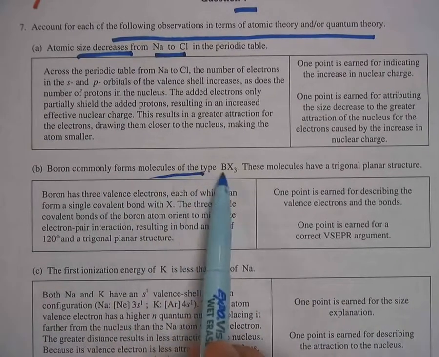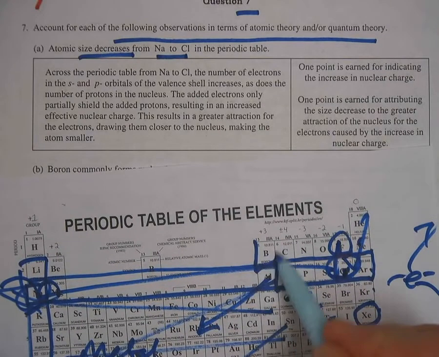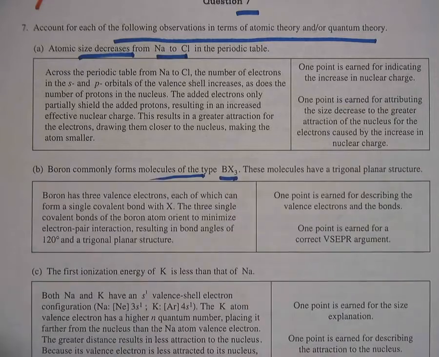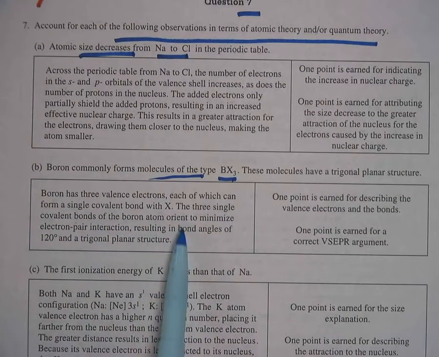Boron commonly forms molecules of this type, BX3. Why does it do that? Well, boron right here has 3 valence electrons, right? So it's good at forming 3 bonds with things, even though that breaks the octet rule. Boron has 3 valence electrons, each of which can form a single covalent bond with X.